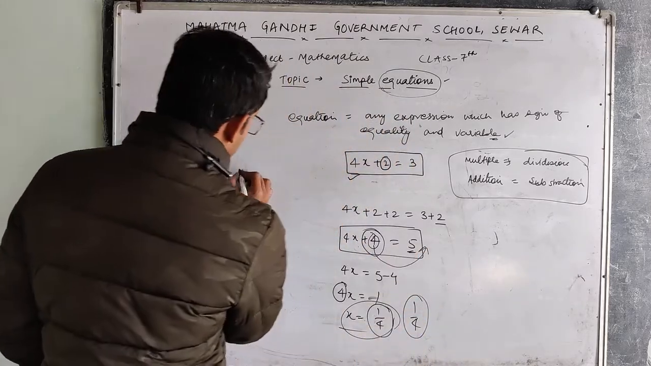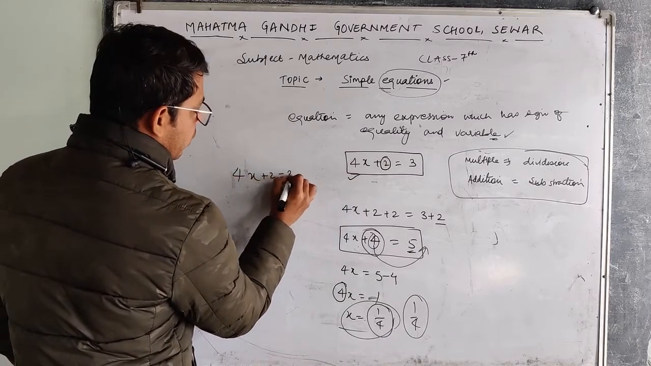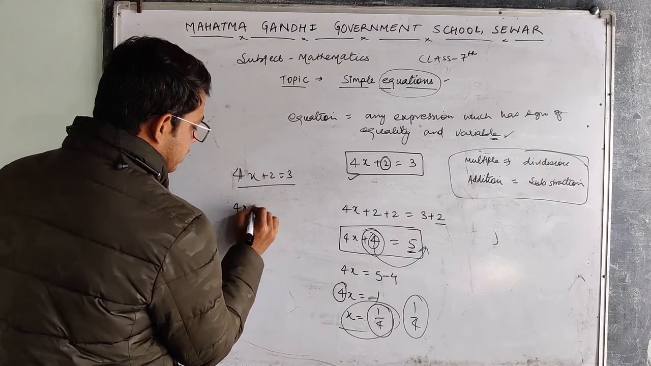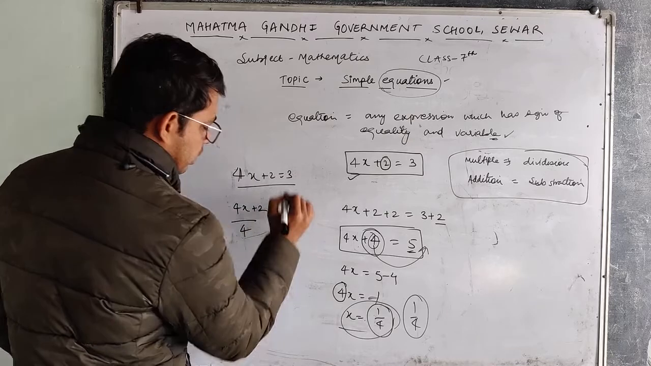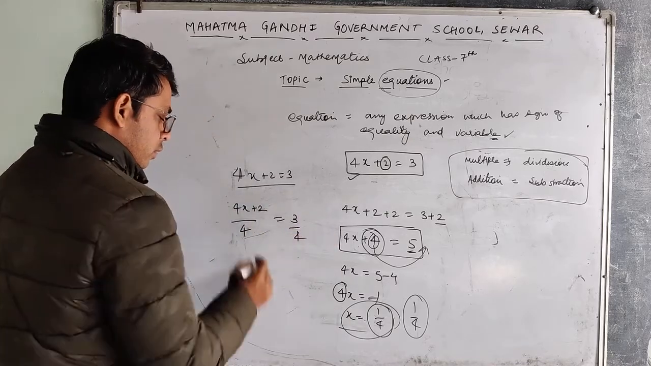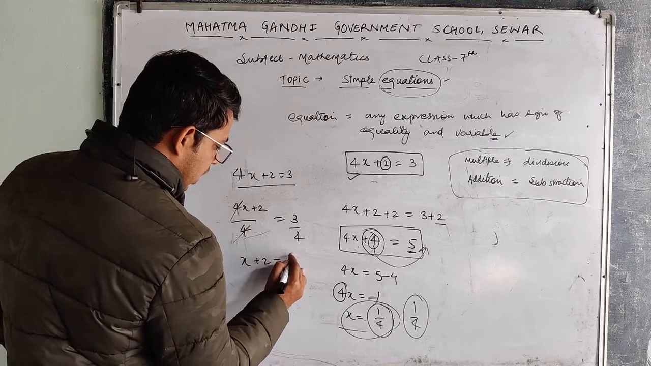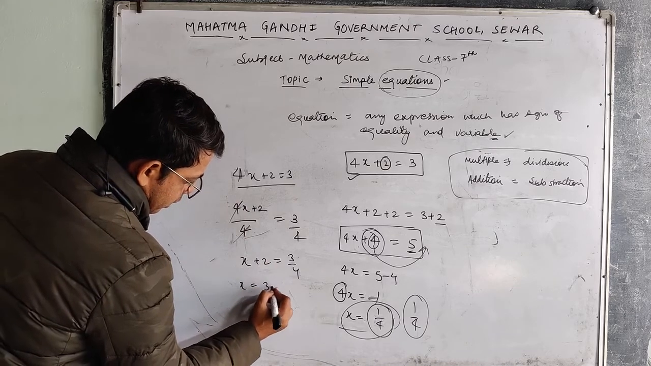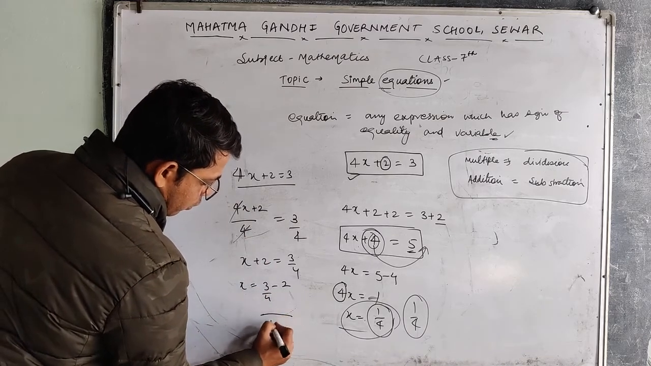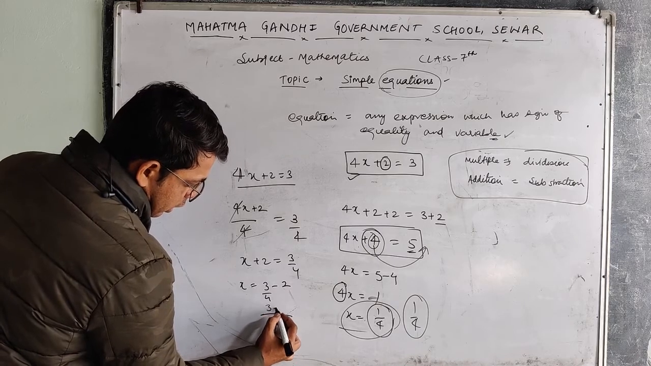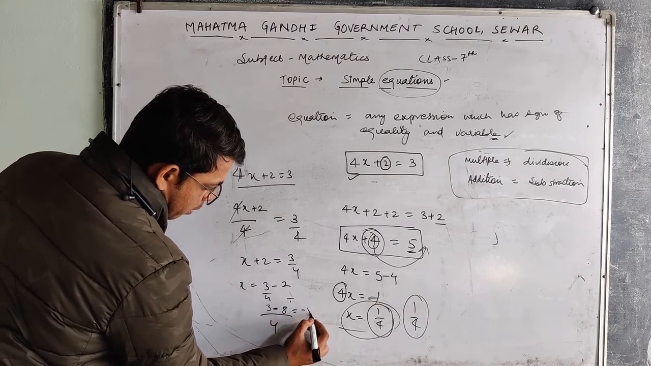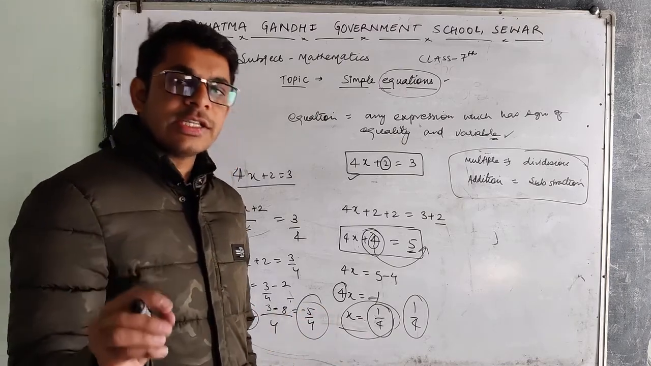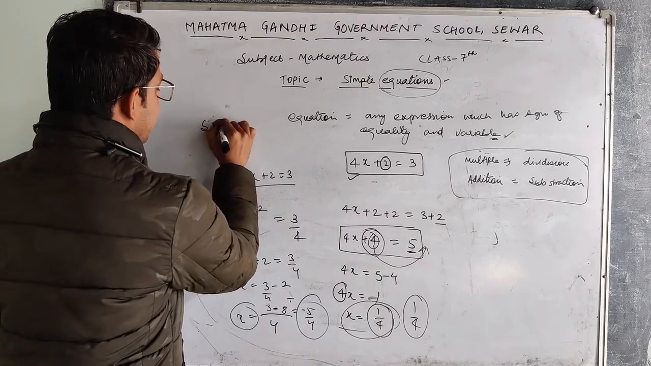There are other ways to solve this. 4x plus 2 equal to 3. We will divide it by 4. 4x plus 2 upon 4 equal to 3 upon 4. Now I will transfer it to here. x equals 3 upon 4 minus 2 upon 4, which is minus 5 upon 4. So this is the way to solve these simple equations.